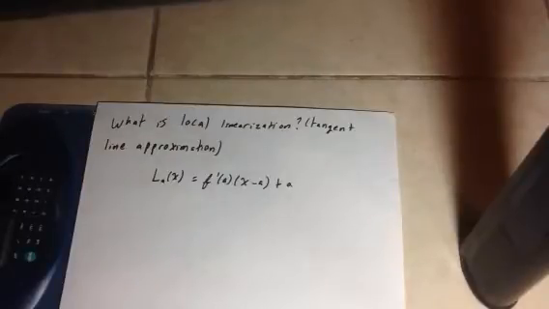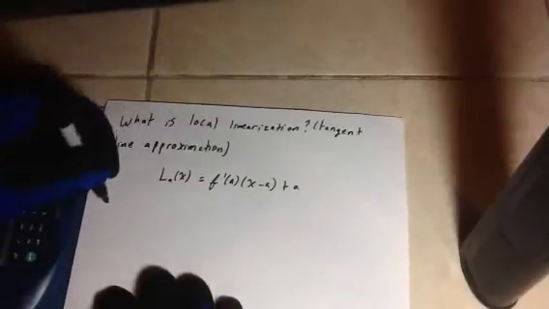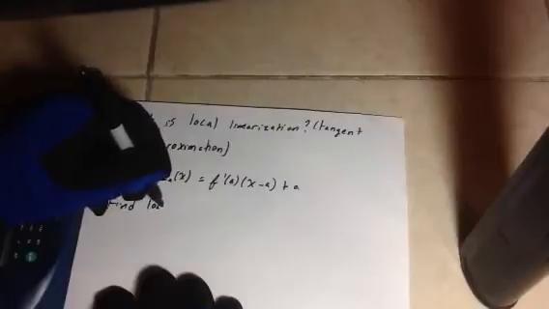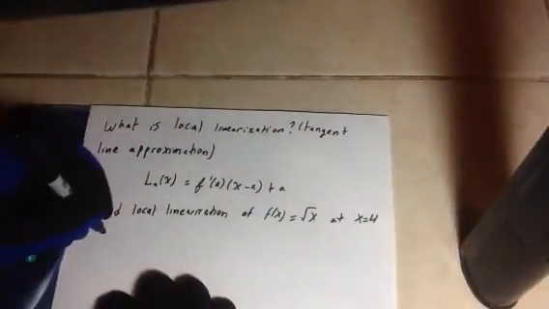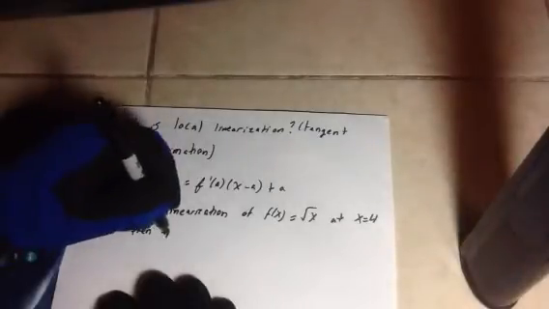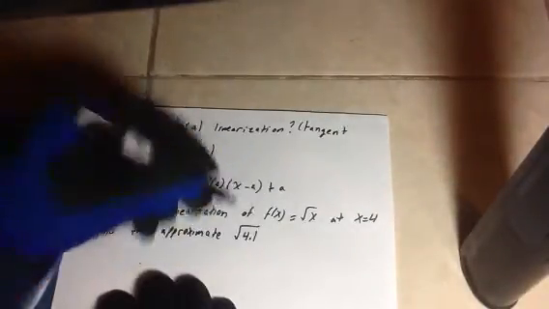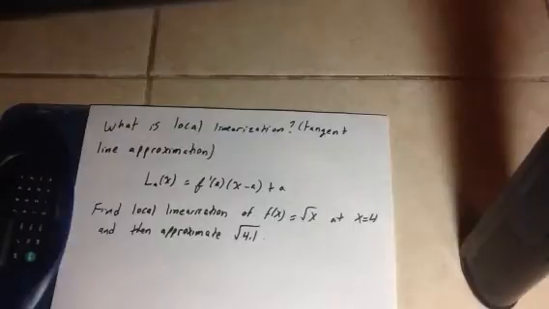We're going to start it off, and the first question is: find the local linearization of f of x equals the square root of x at x equals 4, and then approximate the square root of 4.1. So what we got here is a function. We're going to find the local linearization at a point. Pretty easy, just find the tangent line, and the approximation is where people get kind of iffy, but I'll show you how to do it.